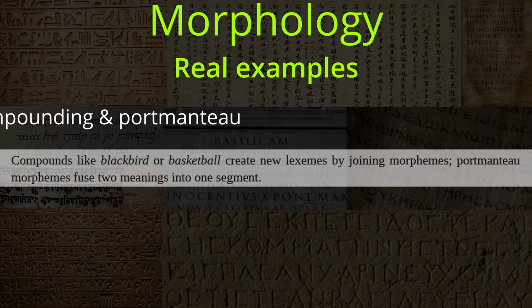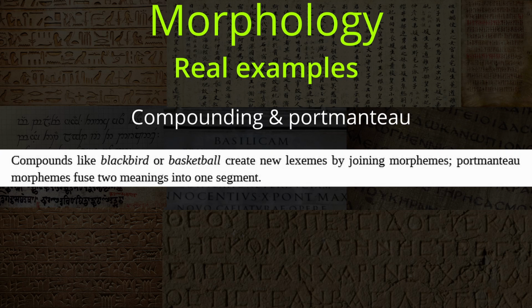And the last example for this lesson, that is compounding and portmanteau. You see, compounds like blackbird or basketball create new lexemes by joining morphemes. Portmanteau morphemes fuse two meanings into one segment.